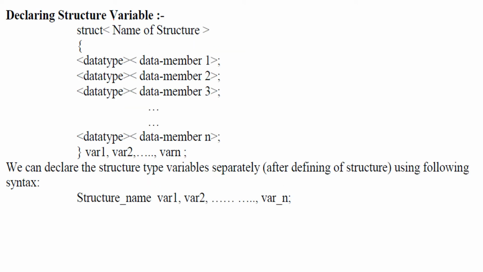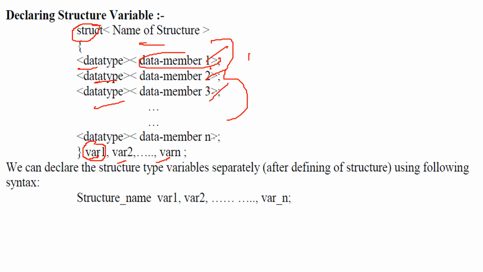So this is how to declare a structure variable. You have a struct, name of structure, and different data types are there, and you have different data members here, and we have various variables. Now you have made a structure, and when we have made a variable, this variable will have access to all these members. So if I want to access this member, say this is member 1, this is var1, I'll say var1.1, if I'm just naming data member 1 as 1. So this is how we access the members of the structure.